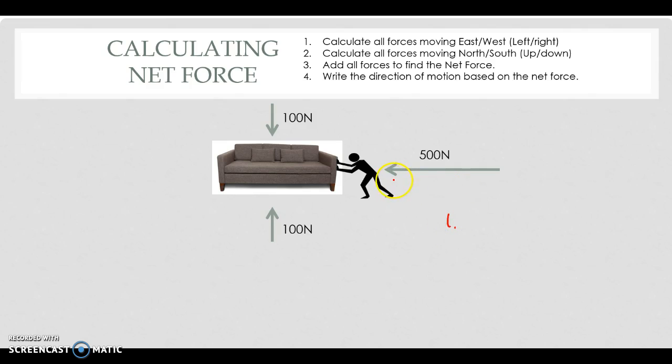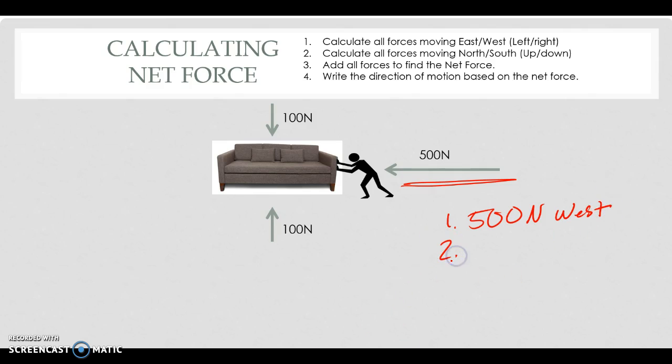Number 1, what are the east-west forces? Well, I see an arrow pointing west. I don't see anything over here on this side. This one's pointing down, this one's pointing up, so I only see this one force for the east-west forces, and it's 500 newtons pointing to the west.